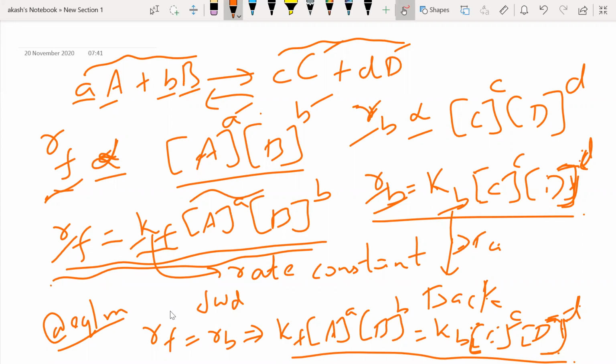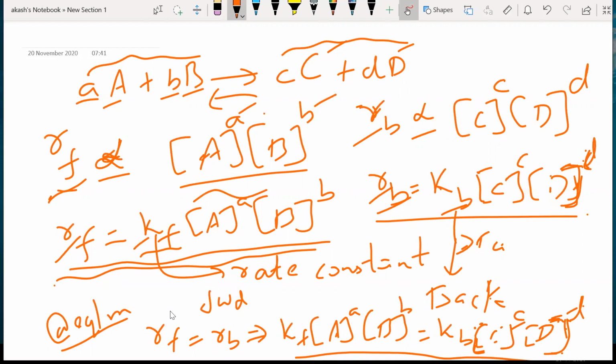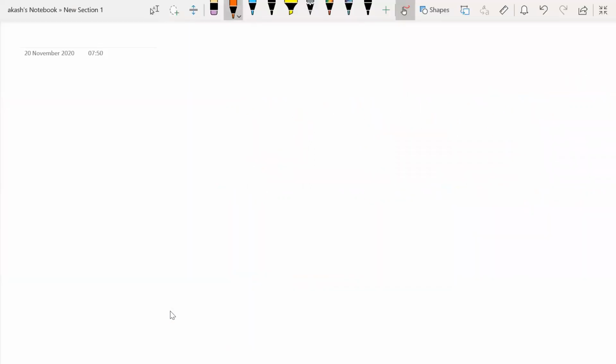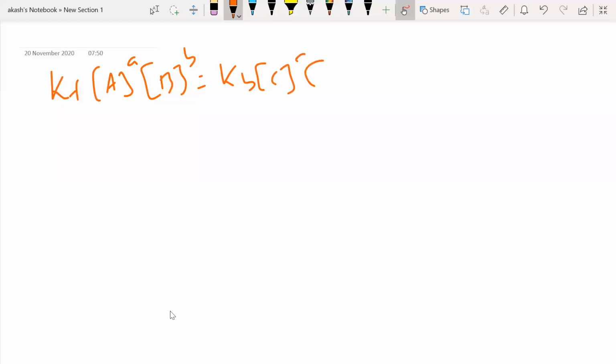KF and KB and all those things are going to be equal, right? Now we'll move on. I'll just make a page. I'll continue with the derivation. So now I'll rewrite the equation: KF into A power A into B power B is equal to KB into C power C into D power D. Okay, this is what I have.